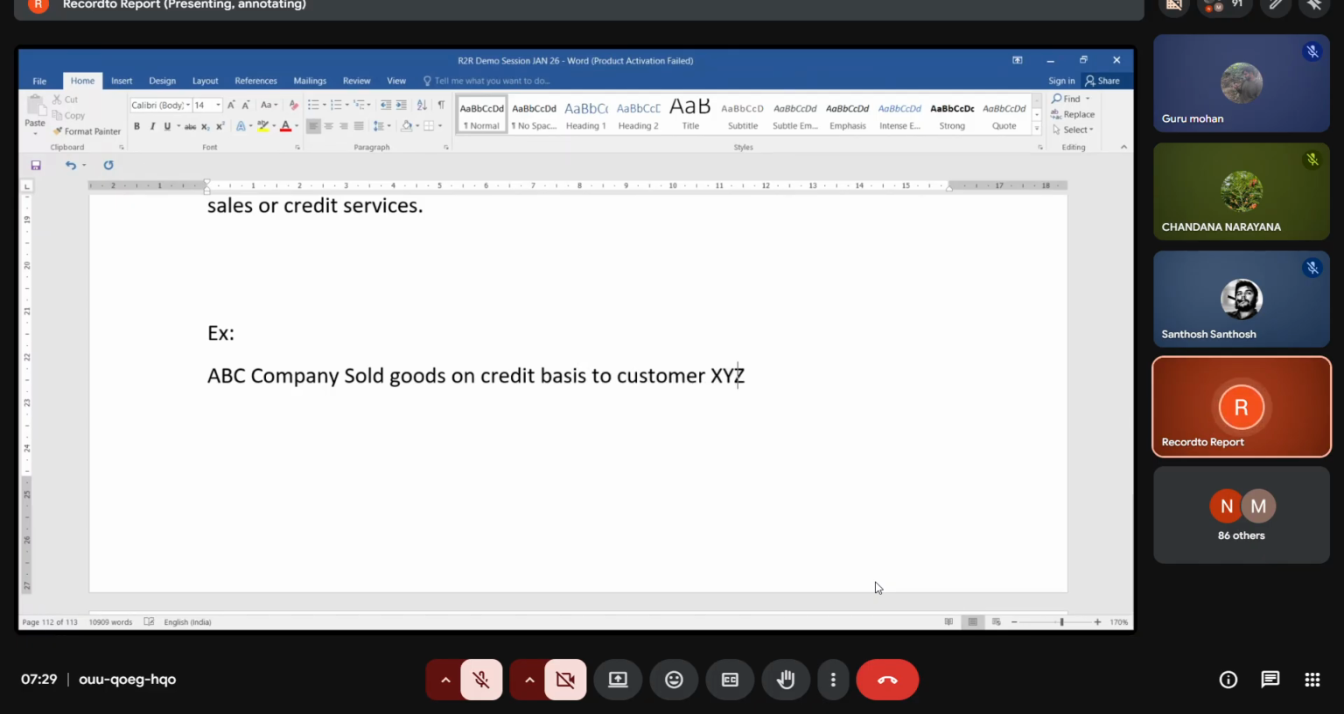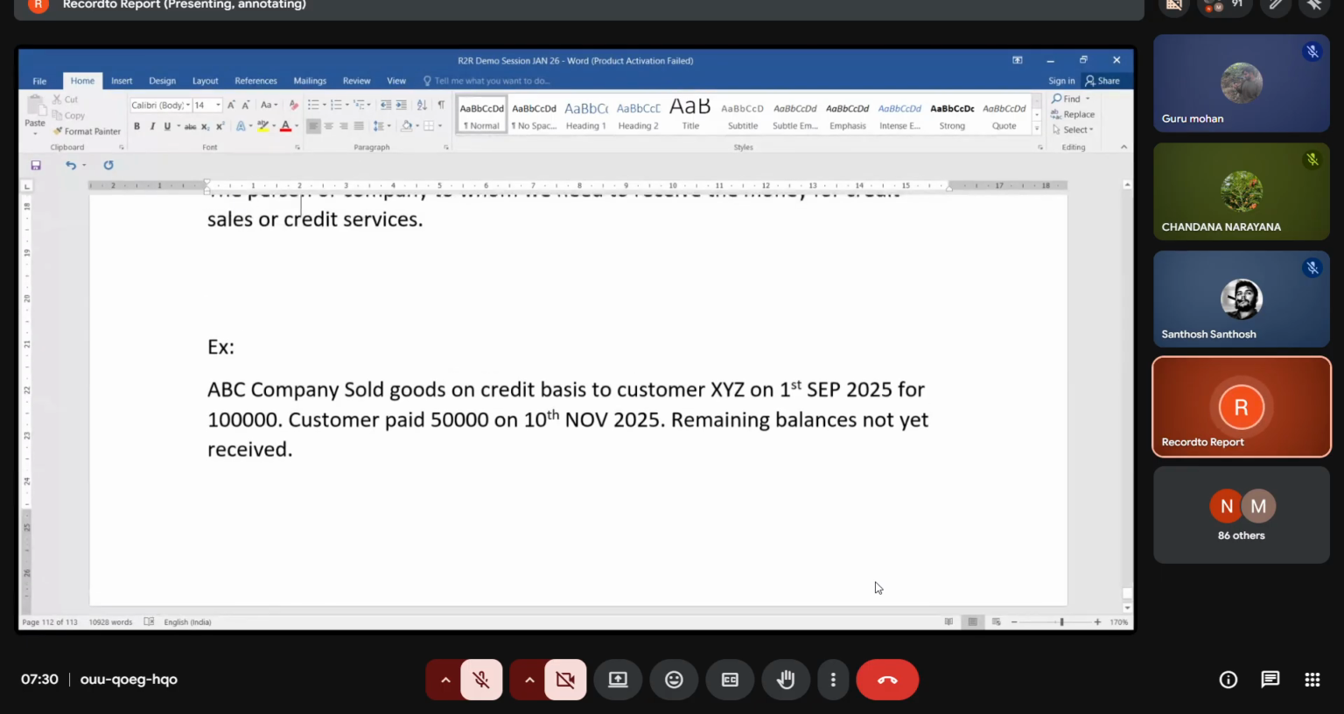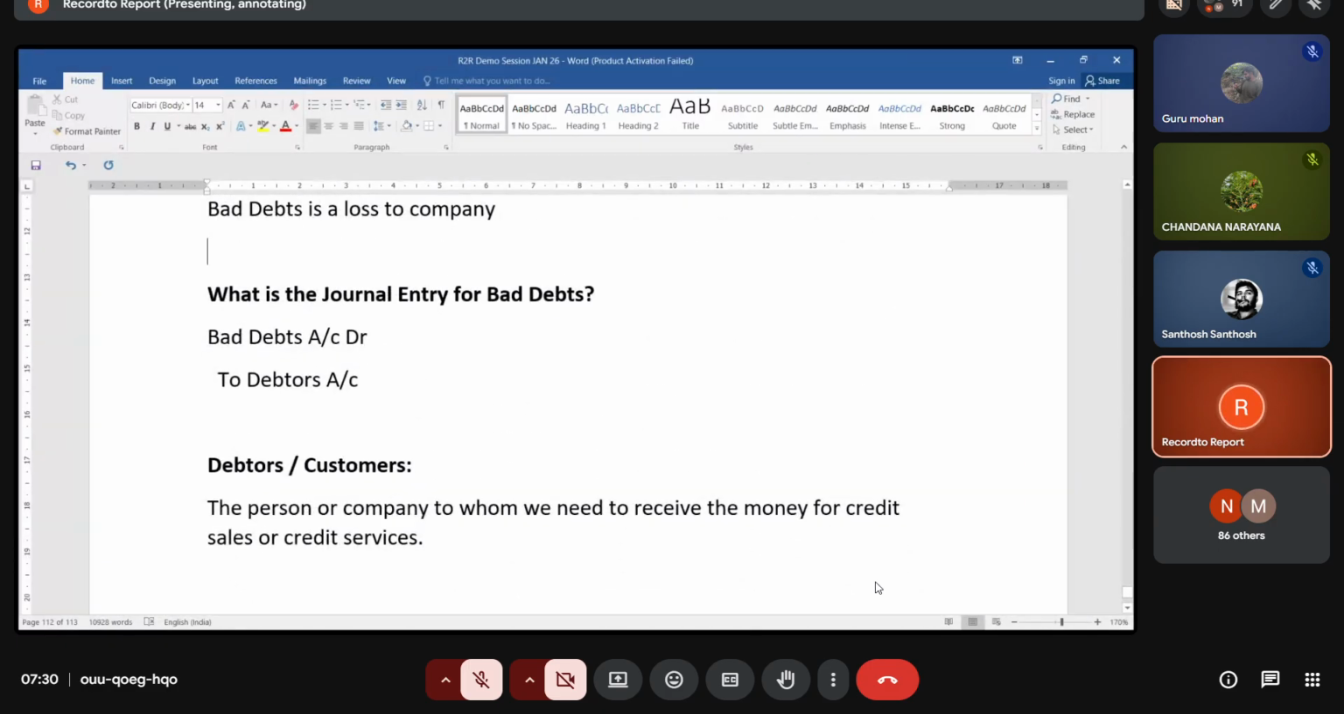customer XYZ on 1st September 2025 for 1 lakh rupees. The customer paid 50,000 on 10th November 2025, and the remaining balance is not yet received. Before understanding this, what are the reasons for bad debts, guys?